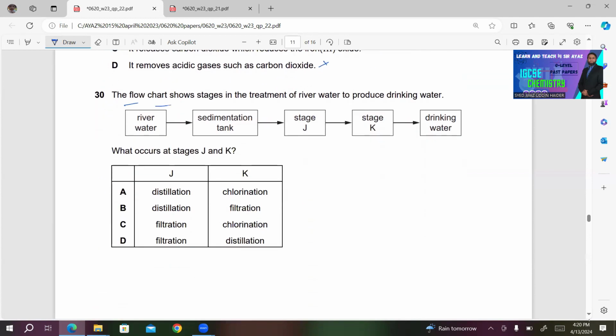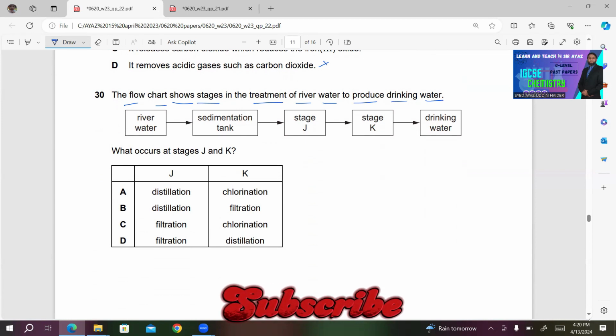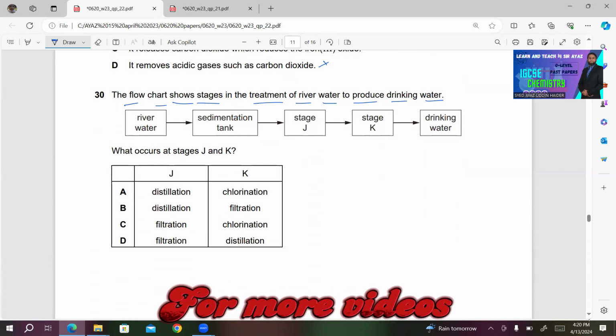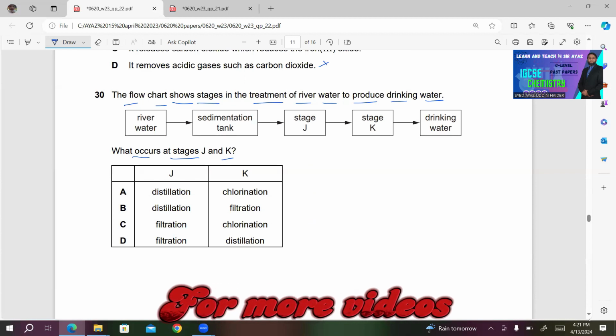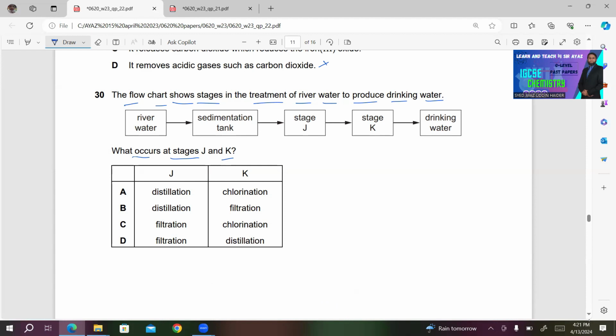30. The flow chart shows stages in the treatment of river water to produce drinking water. So we have stages from river water, we have sedimentation tank, then we have stage D, G, J, stage K, and drinking water. What occurs at stages J and K? After sedimentation tanks, it has to be filtered and it needs to be chlorinated before using it for drinking purpose. So C must be the right answer in this case. Other choices are incorrect.